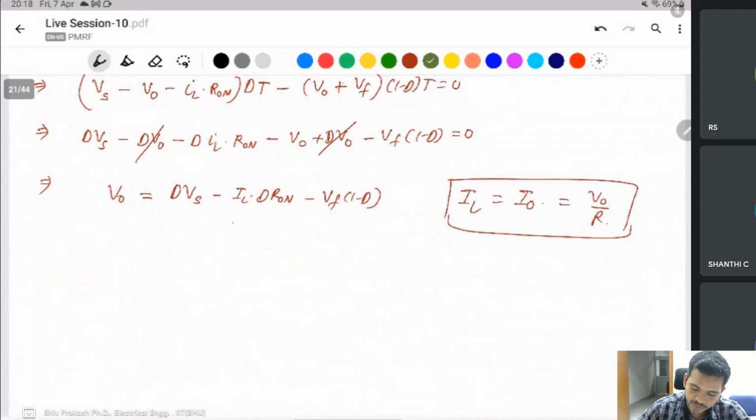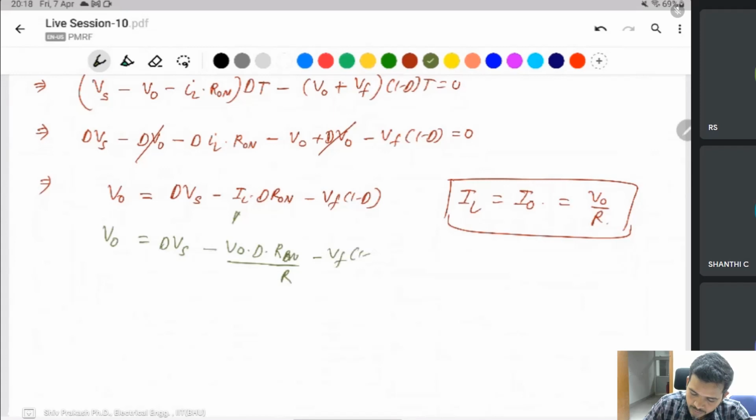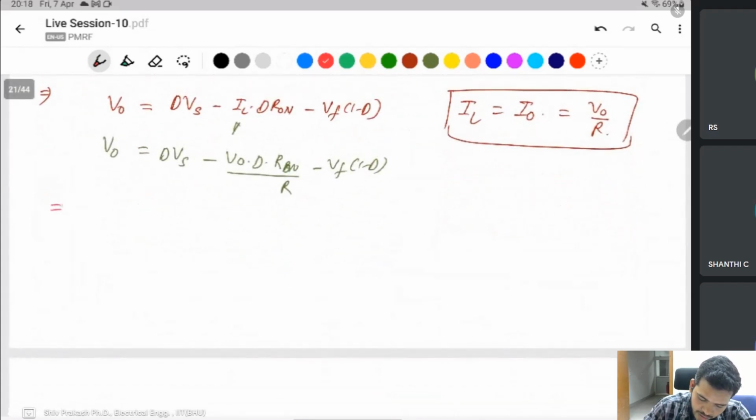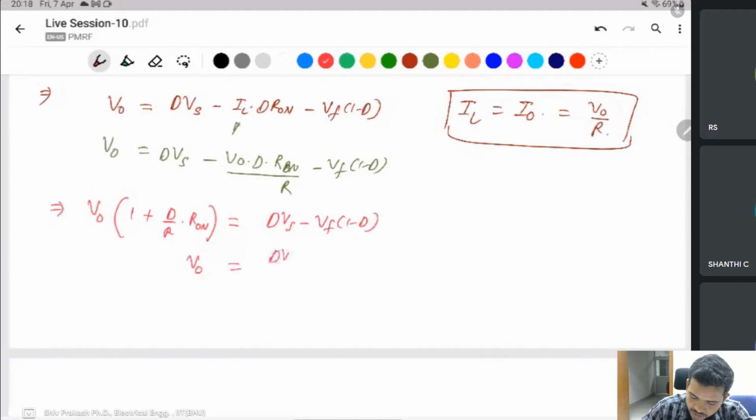Then you can simply replace IL with V naught by R. Then you find V output equals dVs minus V naught into D into R on divided by R, minus Vf into 1 minus D. Transfer the left-hand side quantity, and you find V naught times 1 plus D R on by R is equal to dVs minus Vf into 1 minus D. Then calculate the output voltage.